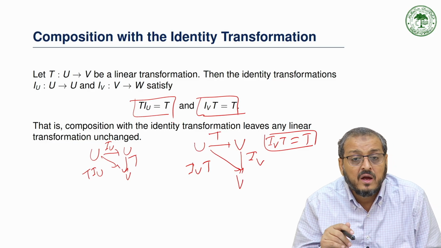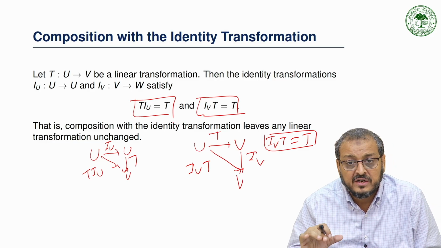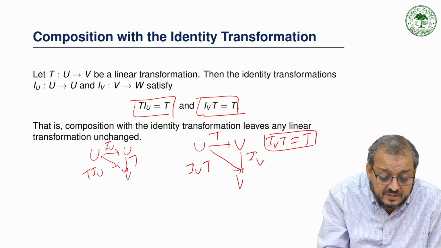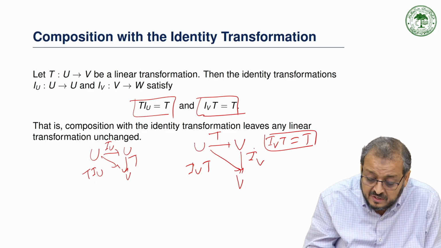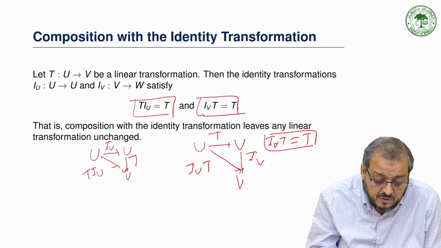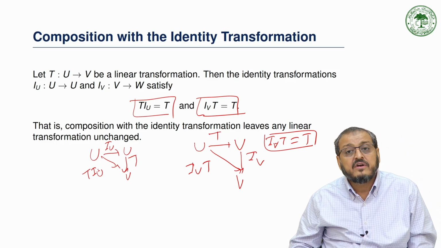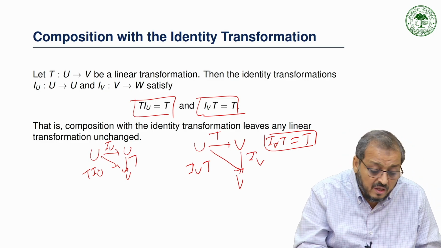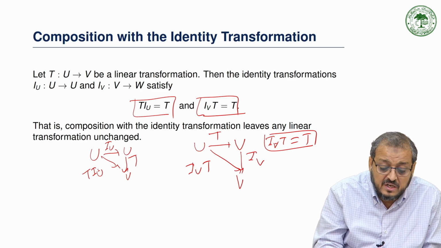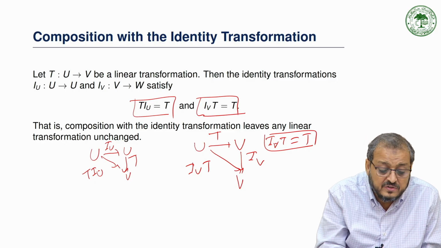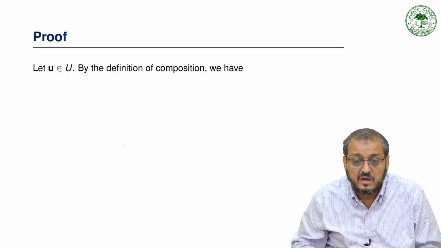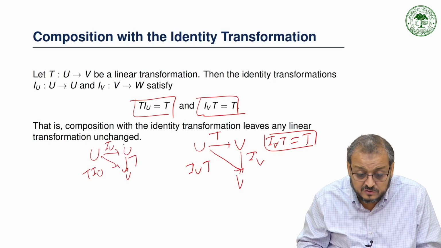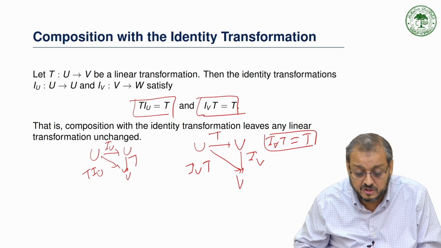The composition of a linear map with the identity transformation. So I just take T, operating on the left side with the identity of the vector space V, and on the right side with the identity of the vector space U. So this means the identity transformation leaves any linear map unchanged. We have to prove this clearly. We have to show that identity of U composed is equal to T.